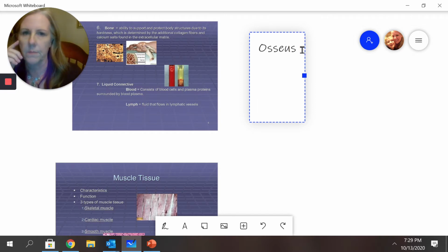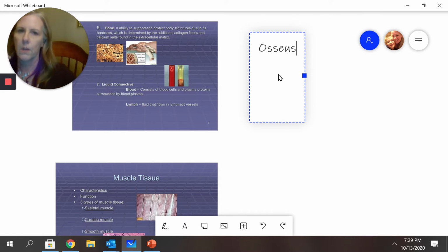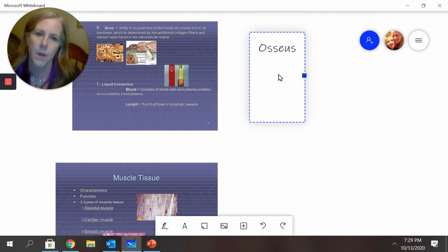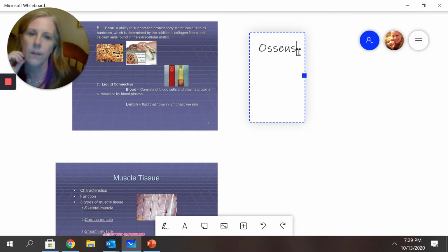Okay, number 6 is bone tissue, but the more proper term for bone tissue is osseous tissue. And what bone gives us the ability to do is to walk around. Our muscles are connected to our bones, and when we contract our muscles, it pulls on the bones and moves that body part. And so the osseous tissue in general gives us the support, and it also protects our other organs.